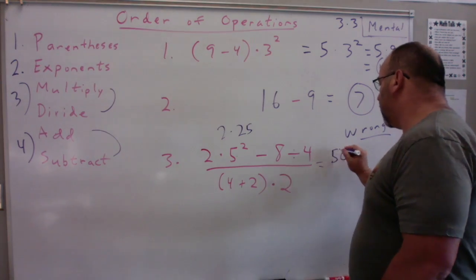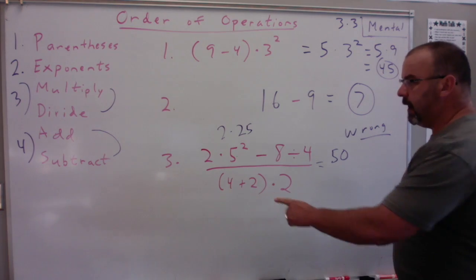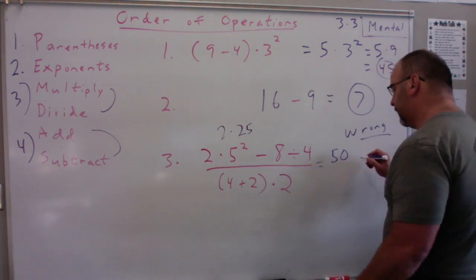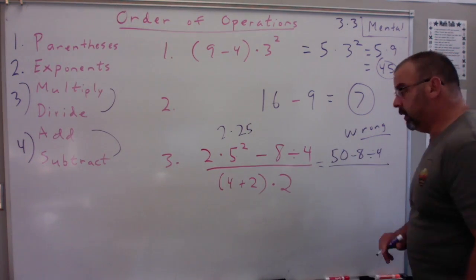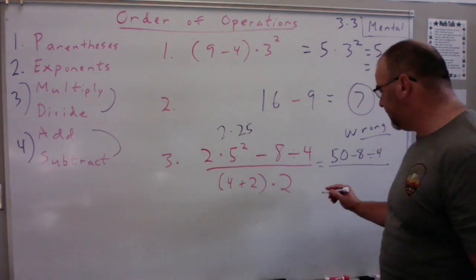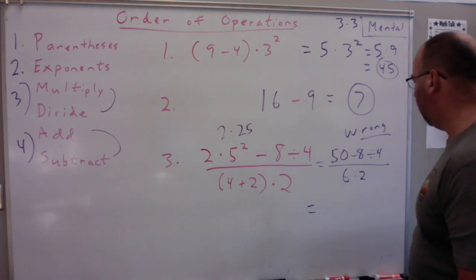Okay? And that's because this is subtracting and this is dividing. I'm going to do it from left to right. So this is multiplied first. Minus 8 divided by 4. All over. Now, what do we do down here? The parentheses. 4 plus 2 is 6. 6 times 2. Right, let's keep going.